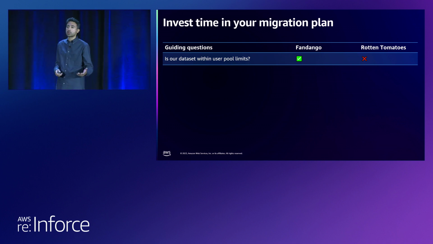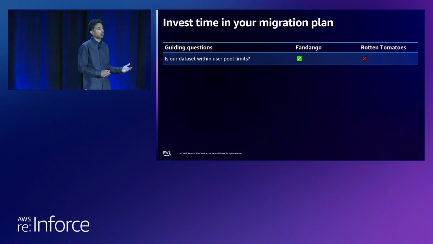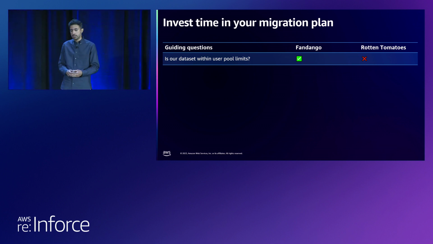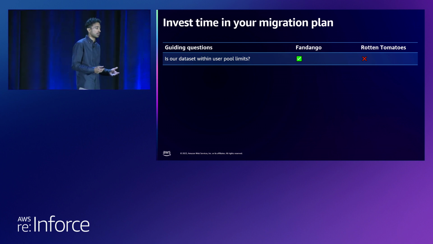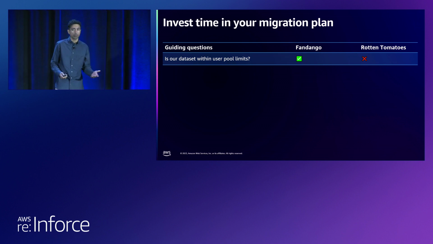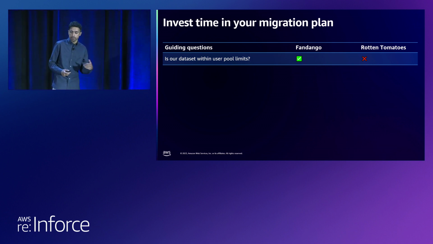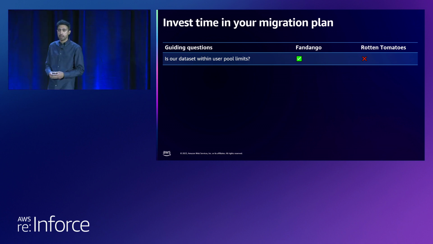And in order to help kickstart your process, we've extracted a few questions that we found helpful in deciding our own migration strategy. So the first question, is your user data set within user pool limits? By default, Amazon Cognito has a limit of 40 million users per user pool. And while this can be increased through a service ticket, when we were integrating the Rotten Tomatoes application, our data set exceeded the availability of the service quota at the time. And while this may sound like a showstopper, we'll look at how we worked around this in a coming slide.